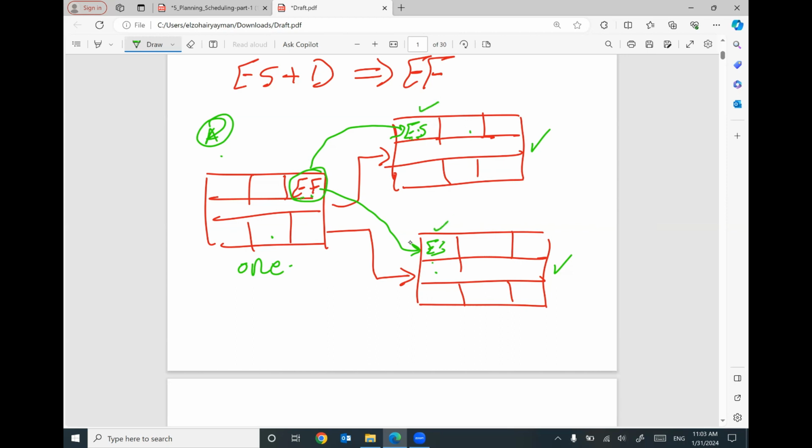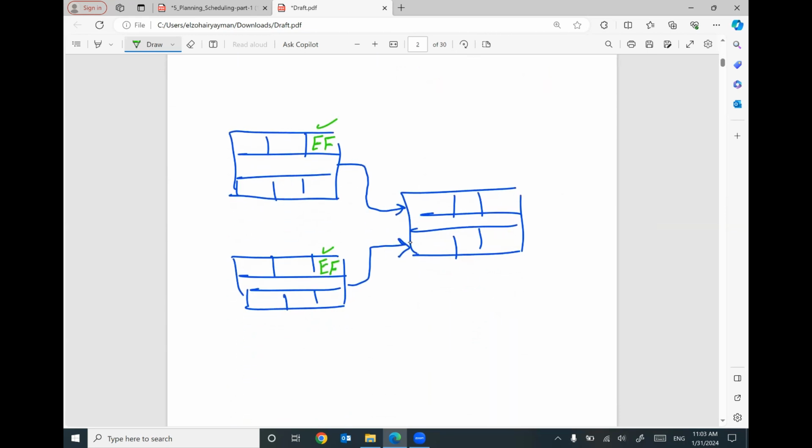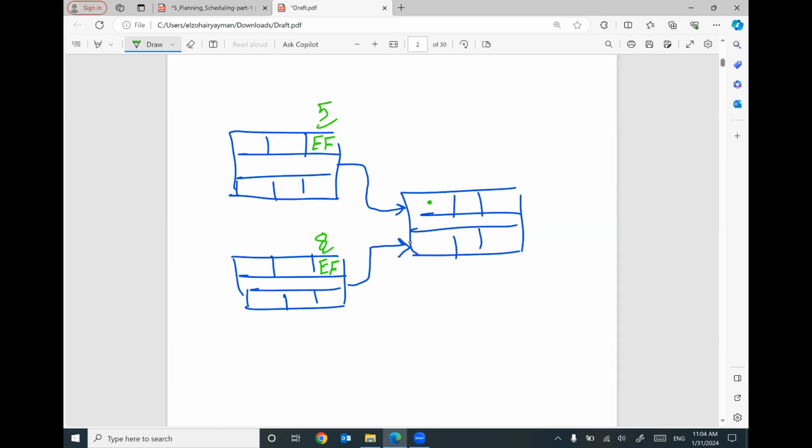It's the same. So if this one is 5, this one will be 5. This one will be 5. If this one is 6, this one will be 6. This one will be 6. That's fine. But how can I do it here? If this number is 5 and this number is 8, which early finish am I going to use to be the early start for the following activity? This is the meaning of this statement. I'm going to use the largest early finish number. So I'm going to use 8 and keep going.